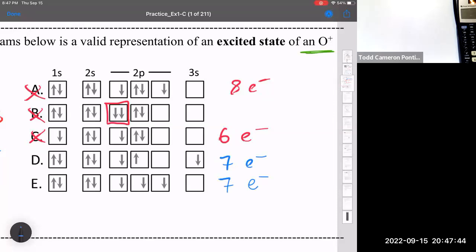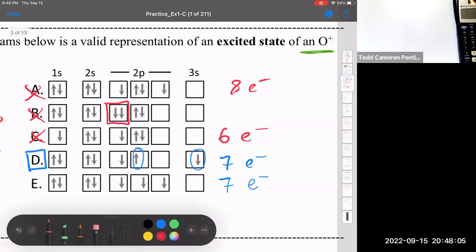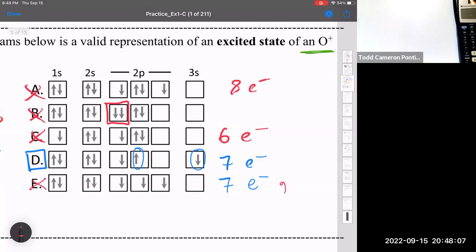We're specifically looking for an excited state. Between these two, D has the excited state. There's 2 things that are excited. This electron here is flipped, and we have an electron that's jumped up to a higher energy orbital. E is incorrect because this is the ground state of O+.